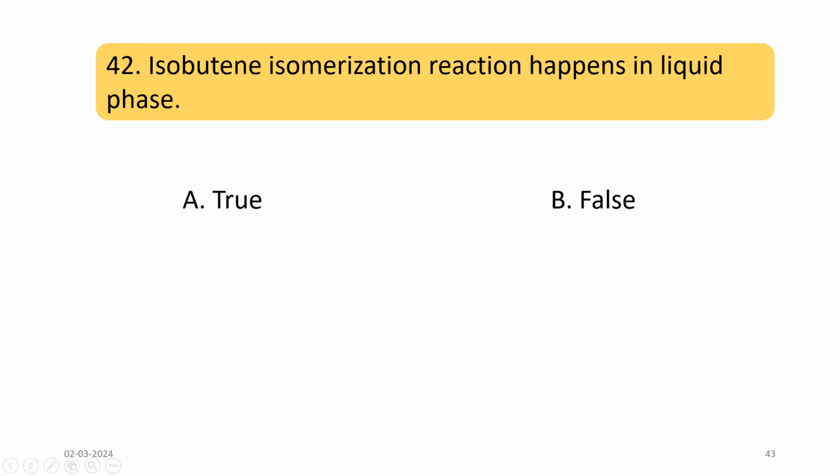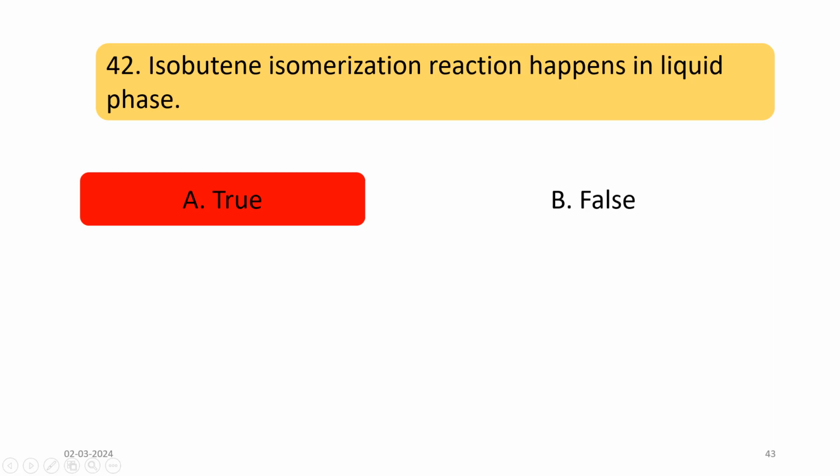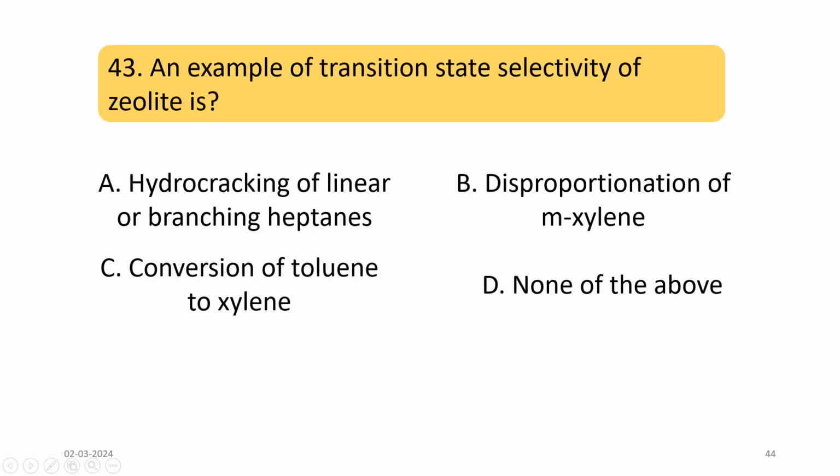The answer is false. Isomerization reaction always happens in gaseous phase. Okay, so this is false. Next question is, an example of transition state selectivity of zeolite.